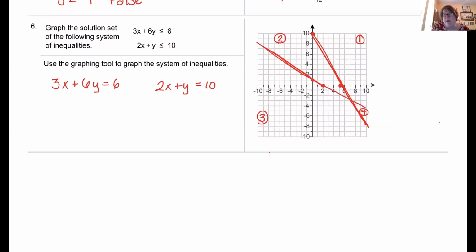Area 3 contains the origin 0, 0. So that's what I'm going to test to see if it works. Area 4, I would just have to look at area 4. I kind of covered it up, but find a point in area 4 to test it. However, if I've tested 1, 2, and 3 and it doesn't work in any of those areas, then I would shade area 4. I'm going to test 0, 0.